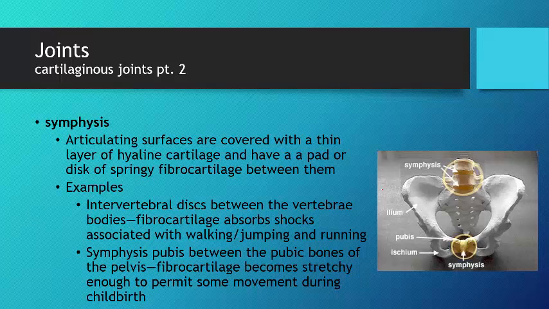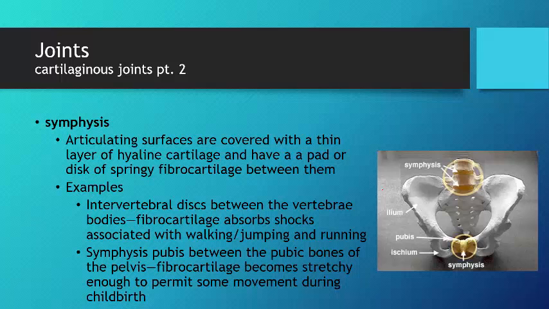The symphysis pubis, in between the pubic bones, is another example of a symphysis cartilaginous joint. This is the pad of cartilage that becomes more stretchy thanks to enzymes that the mother is producing late in pregnancy. It becomes stretchy enough that the pubic bones can push apart as the baby's head is passing through the birth canal. Okay, so there we have the cartilaginous joints with their synchondroses and the symphysis.